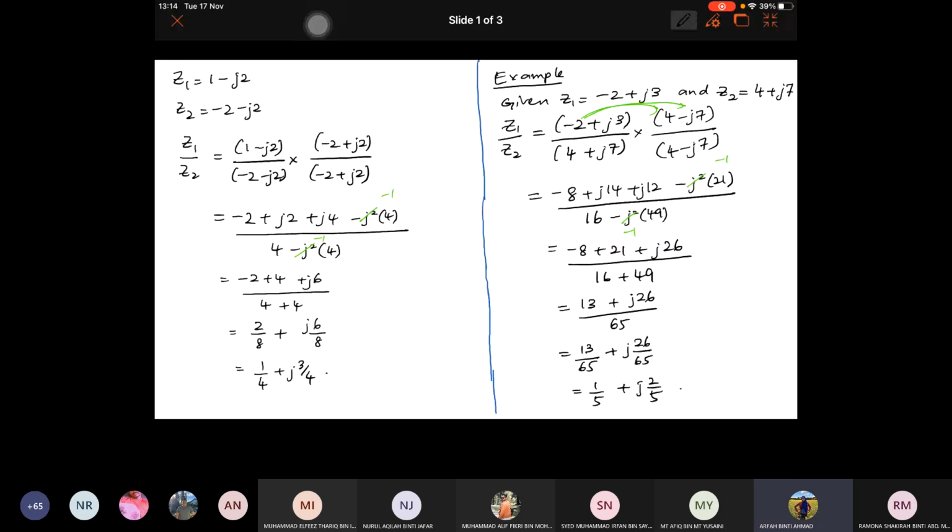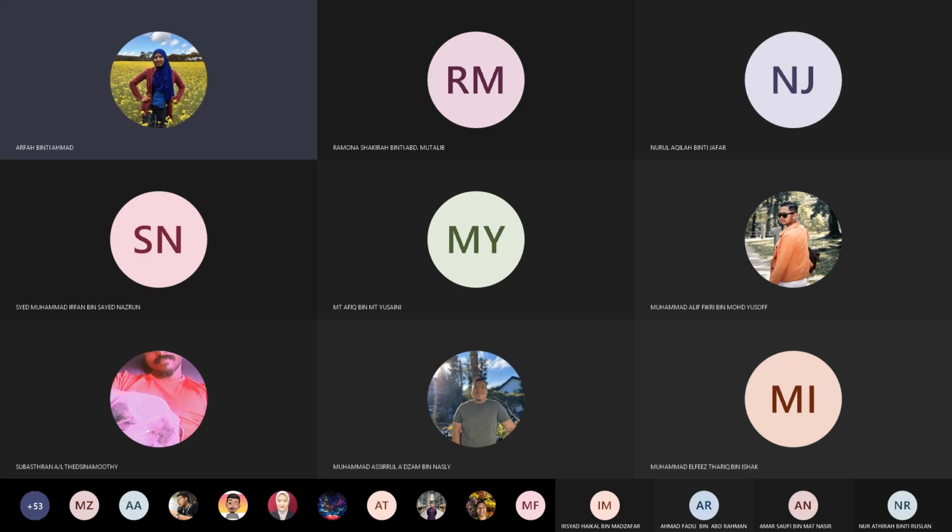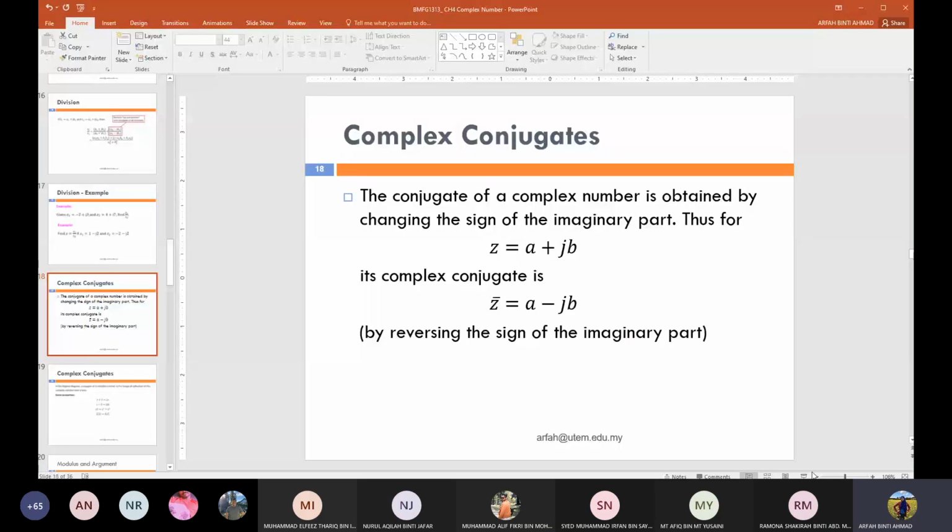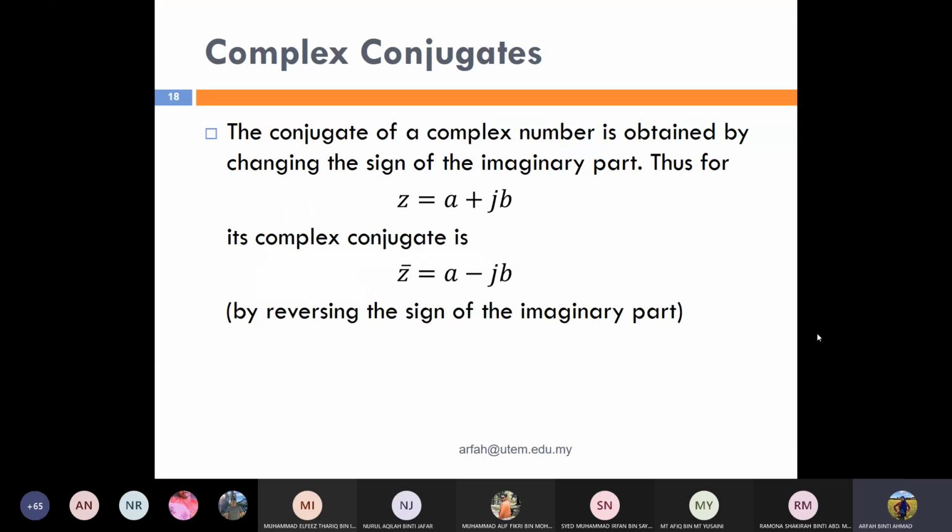Okay, kita refer ke slide. Kita ada a complex conjugate of a complex number. Okay, so I have everyone is done with that one. So nampak slide saya share? Nampak or not?